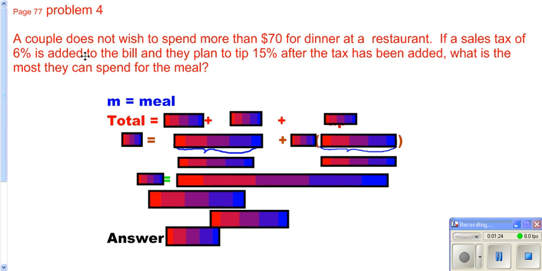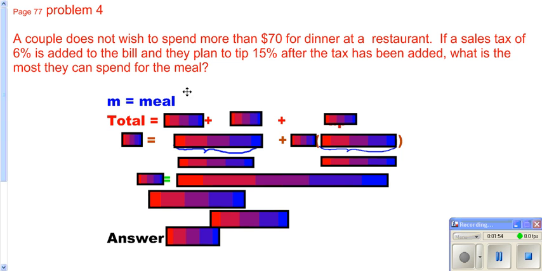Here we have a couple that doesn't want to spend more than $70 for their dinner at a restaurant. We want to know what's the most they can pay for their meal and still have tax and tip covered in the $70. So we're trying to figure out what they want for their meal. We're going to let our variable represent their meal. I often like to choose my variable to represent something in the context of our problem. Here we're looking at our meal, so I'm using M.